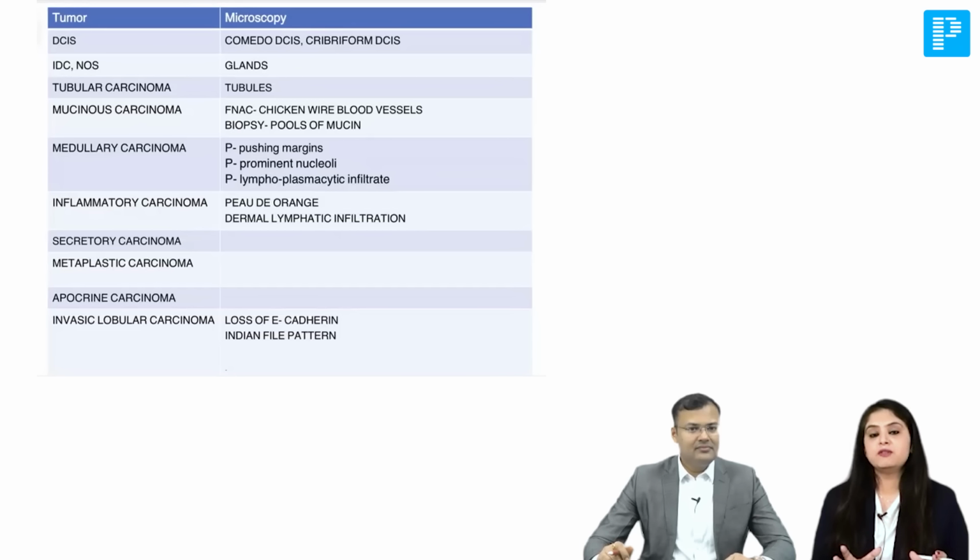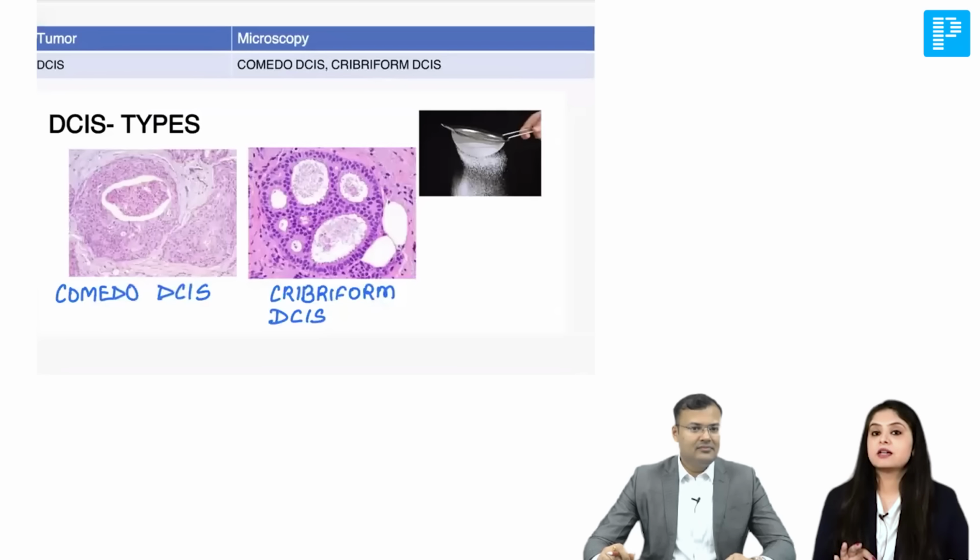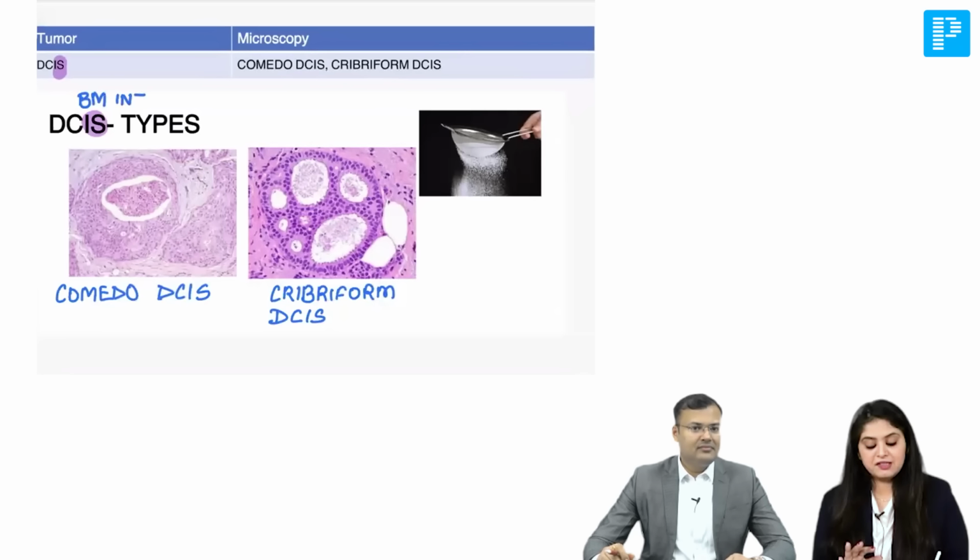So I've made a table for you which will summarize all the histopathology findings. I'm going to deal with it one by one, starting first not with the cancer but a precancerous condition, and we'll zoom into it, and that is known as ductal carcinoma in situ. Now as soon as the word in situ comes up, you know that I'm dealing with something which is precancerous, and whenever I say precancerous, the basement membrane over here is intact.